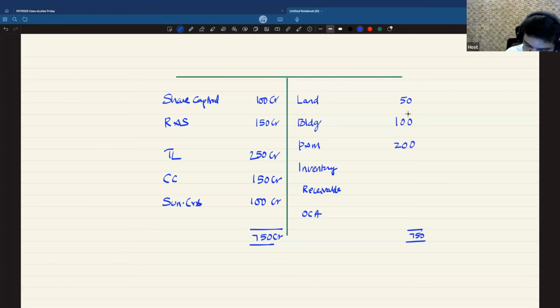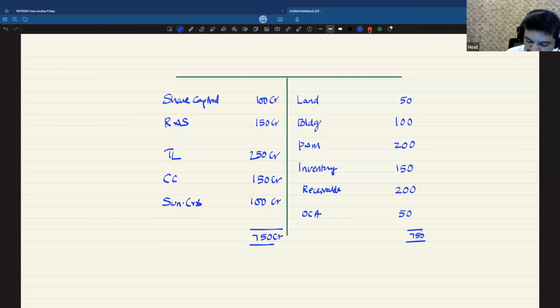So what is the overall position now? It's around 350 crore. And on inventory, what they have spent is 150 crore. On receivables, what they have spent is 200 crore. Other current assets is 50 crore. Is it totaling to 750? Can someone confirm? 50 plus 100 plus 200 plus 150 plus 200 plus 50. Yeah, this is totaling to 750 crore.